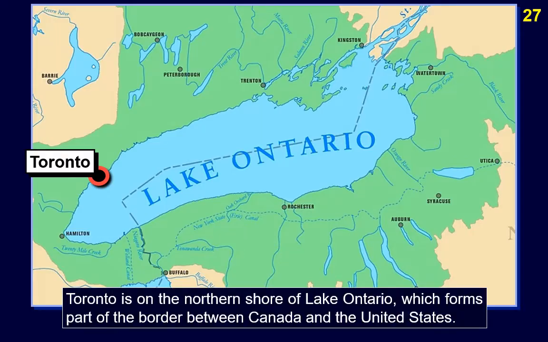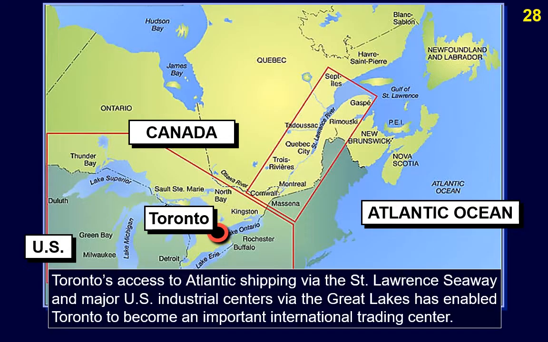Toronto is on the northern shore of Lake Ontario, which forms part of the border between Canada and the United States. Toronto's access to Atlantic shipping via the St. Lawrence Seaway and major U.S. industrial centers via the Great Lakes has enabled Toronto to become an important international trading center.